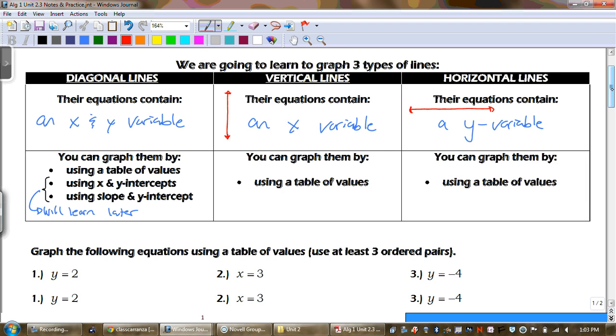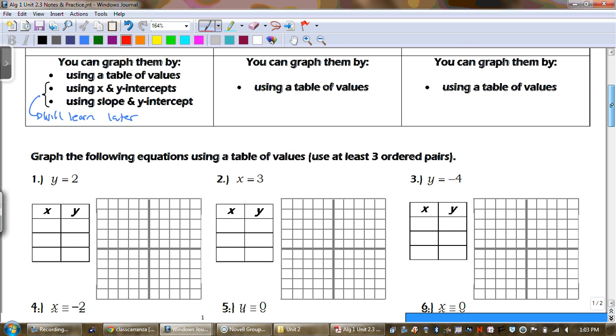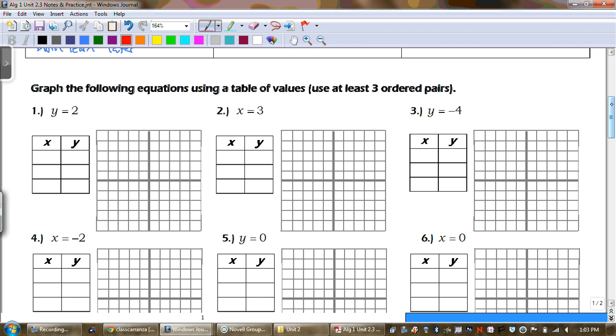Now, for both of those, we're going to be using a table of values to graph them. So, graph the following equations using a table of values and use at least 3 points. The first thing we'd like to take a look at right here is y equals 2. So, everywhere I see a y, I'm going to put a 2. And now for the x's, you can pick any numbers that you want to. But we're always going to say just negative 1, 0, and 1, because we want a positive, a negative, and 0. So negative 1, 2 is right there. 0, 2 is right there. And 1, 2 is right there.